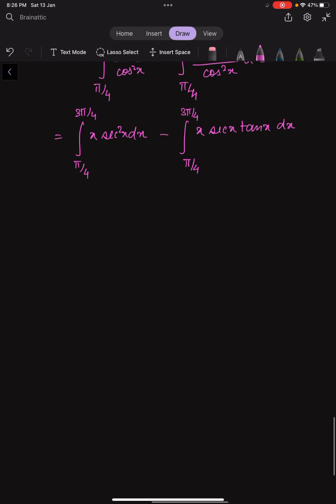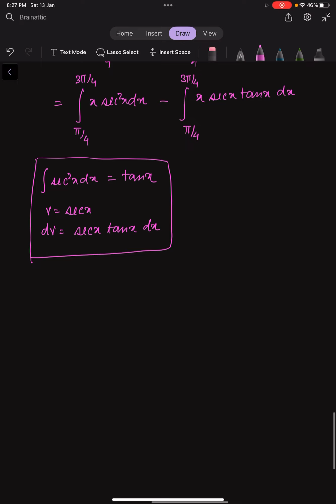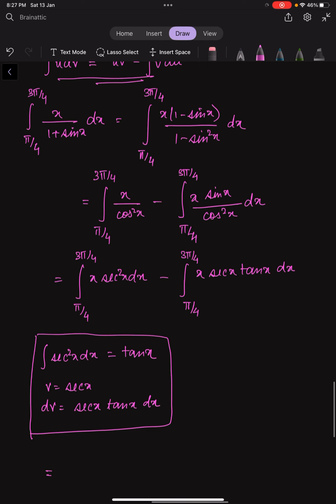Now there are a couple of things which are very important for us to remember. Number one is that when you're integrating secant square x dx, the answer is always tan x. And second, suppose your v is equal to secant x, then your dv is equal to secant x tan x dx. So this is very important. Just a recap, if you don't recall, we'll be using this formula. So we'll be using integration by parts, and this is our integration by parts formula.